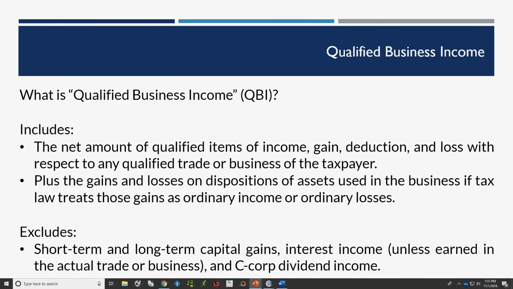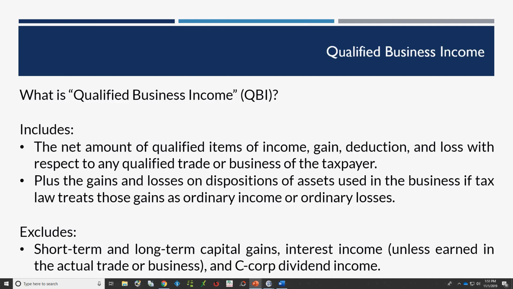So what is QBI income? These are direct quotes from the IRS. The net amount of qualified items of income, gain, deduction, and loss with respect to any qualified trade or business of the taxpayer, plus the gains and losses on dispositions of assets used in the business if tax law treats those gains as ordinary income or ordinary losses.